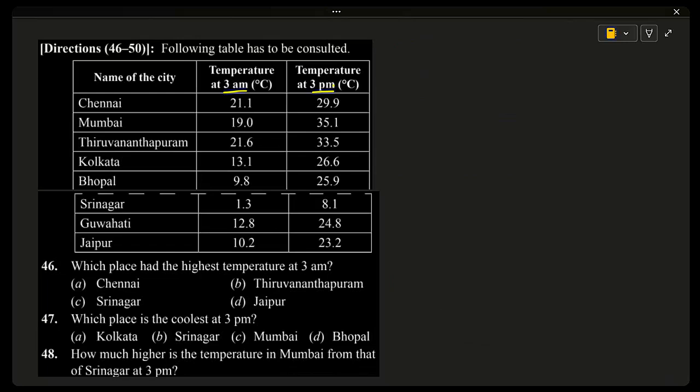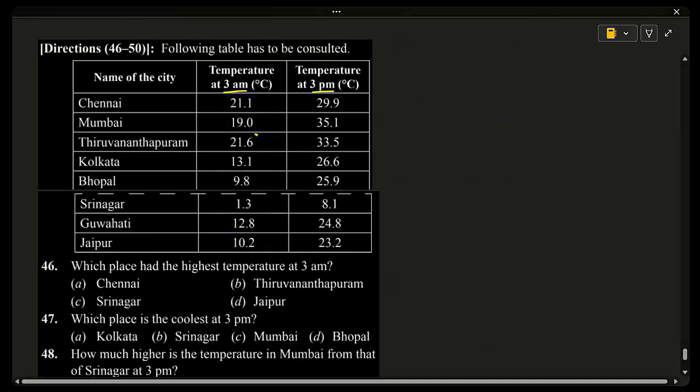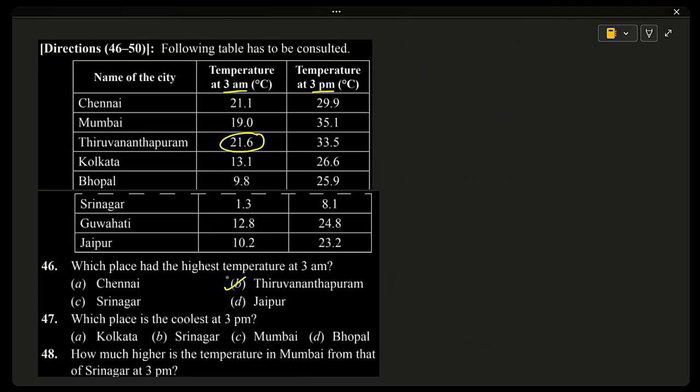Now 46. Which place had the highest temperature at 3 a.m.? Out of all these, which is the highest number? Is it 21.1, 21.6? Definitely 21.6 is the highest number at 3 a.m. So it's in Thiruvananthapuram, that is option B. And 47, which place is the coolest at 3 p.m.? Coolest means the least number we want. So which is least in this? That is 8.1. It is in Srinagar. Srinagar is option B.